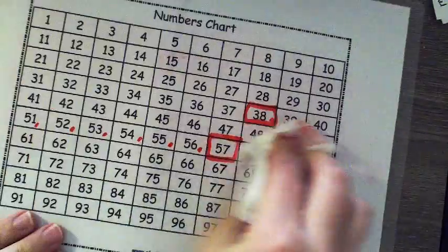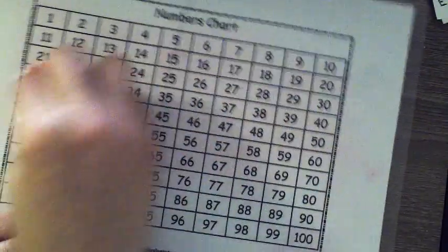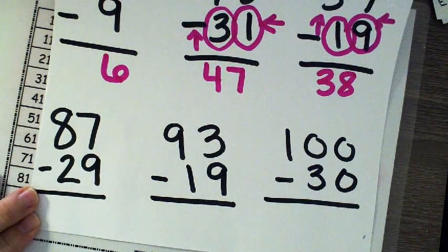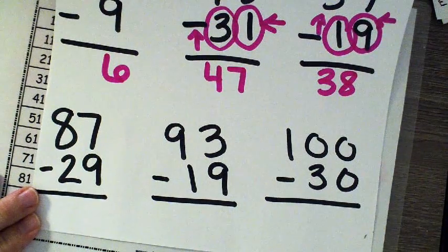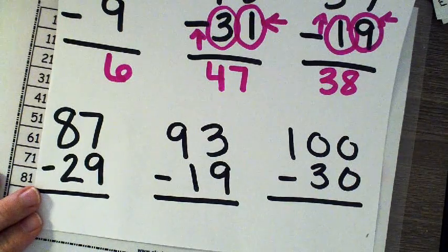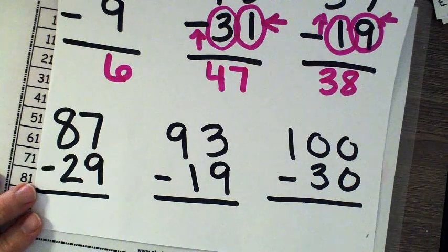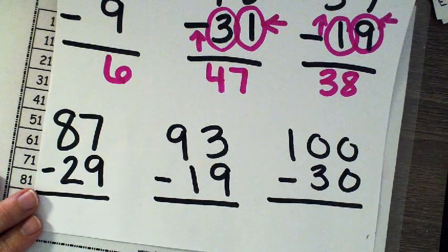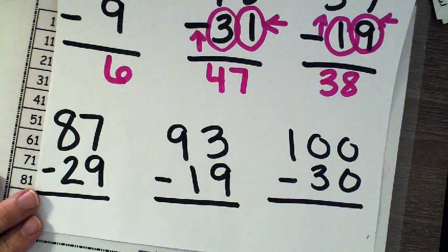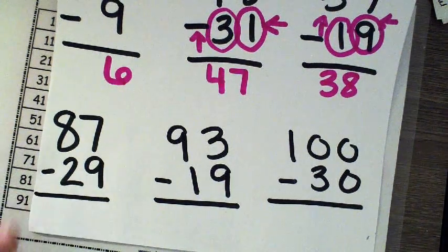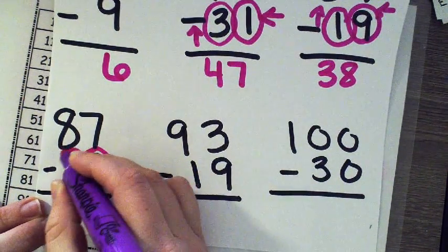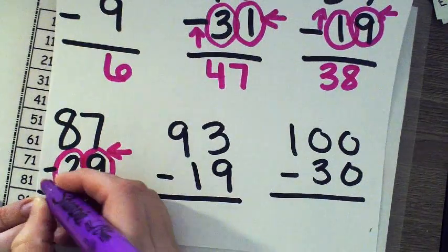Let's do our last 3 problems together. Let me erase. And our last 3 problems are 87 minus 29, 93 minus 19, and 100 minus 30. So when you're looking at these problems, they seem like really big numbers and they might be hard to do. And you might want to use your numbers chart. So let's go ahead and look at our first problem of 87 minus 29.